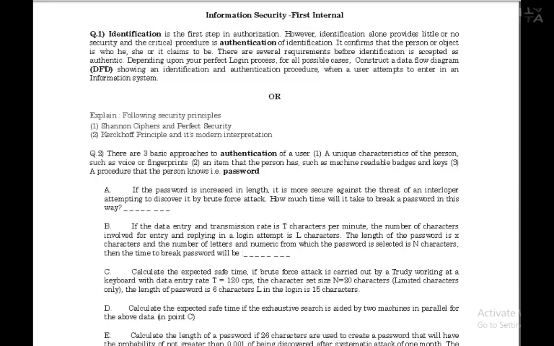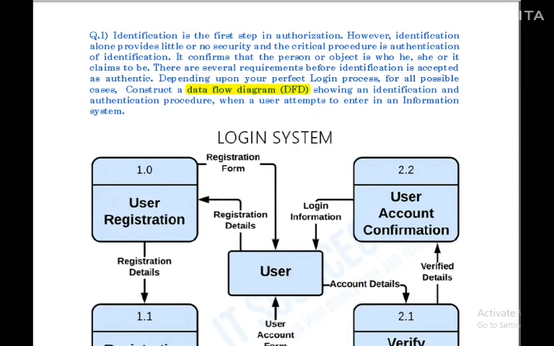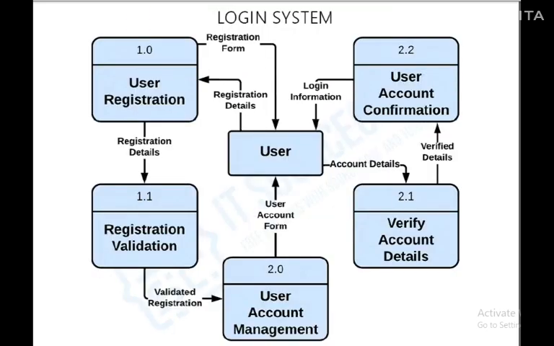So here let us discuss the first question. In the first question, we are supposed to make a data flow diagram of a login system that is based on identification and authorization processes. So let us continue to the solution. Here is the simple DFD. Let us now understand what this DFD says.